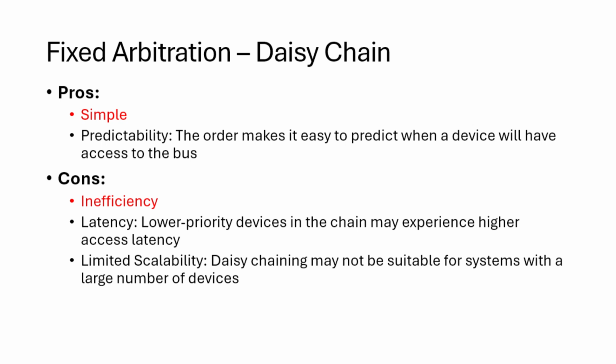But the cons for the daisy chain are also very significant. The first one is it is very inefficient, and it cannot assure fairness, because the low priority device may be locked out. The lower priority device may not get access to the bus for a very long time, and it is very slow. The daisy chain will limit the bus speed.